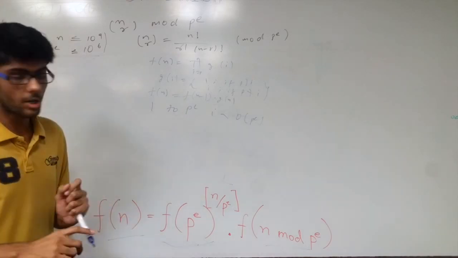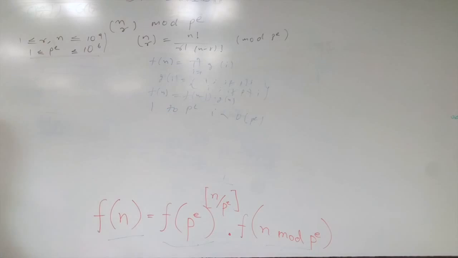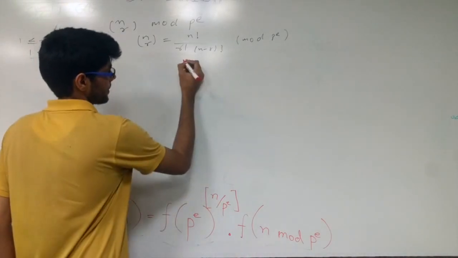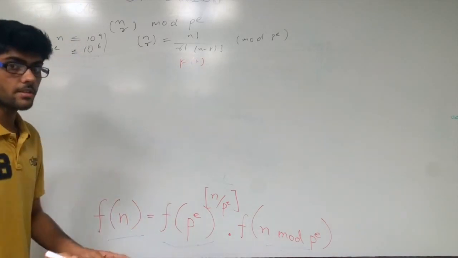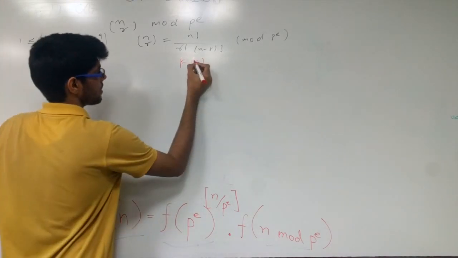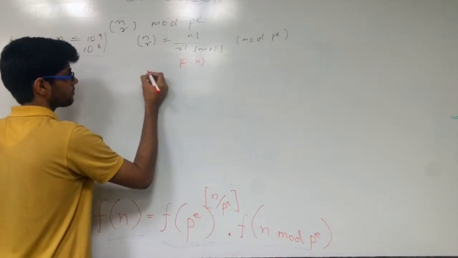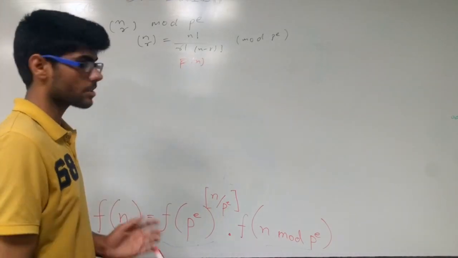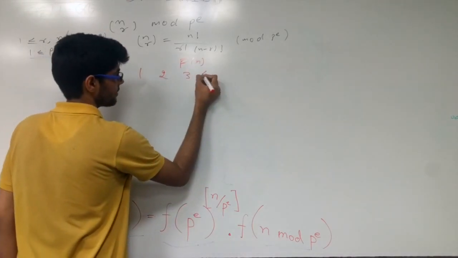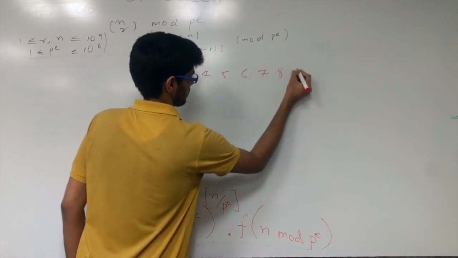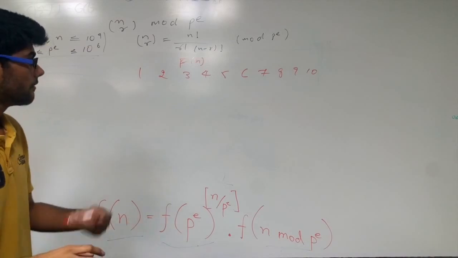Okay, so now let us see how to find capital F of n using small f of n. To find capital F of n, we divide our numbers from 1 to n according to the maximum power of p which divides it. Like for example, if p is 3 and n is 10, and we have these numbers 1, 2, 3, 4, up to 9, 10. So we divide them according to the maximum power of p which divides them.